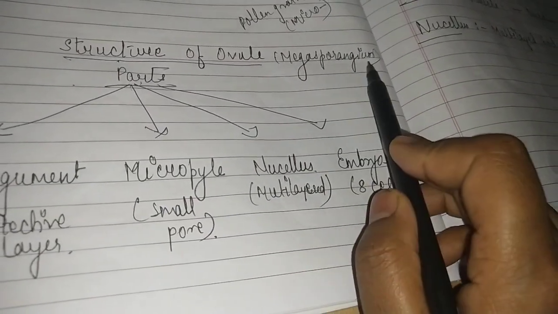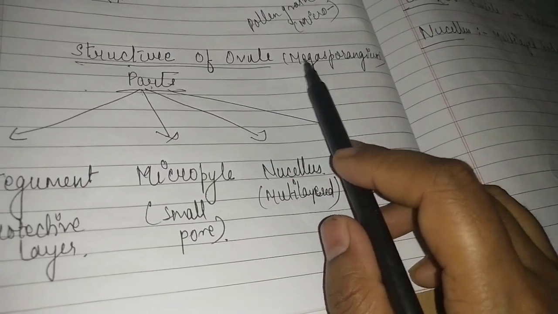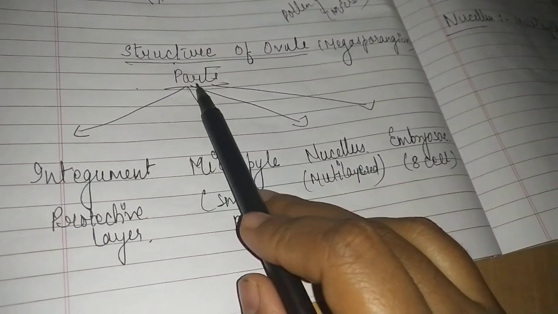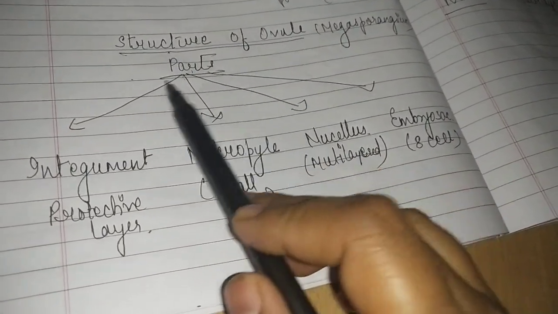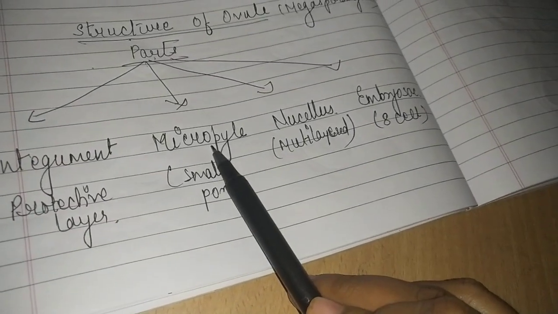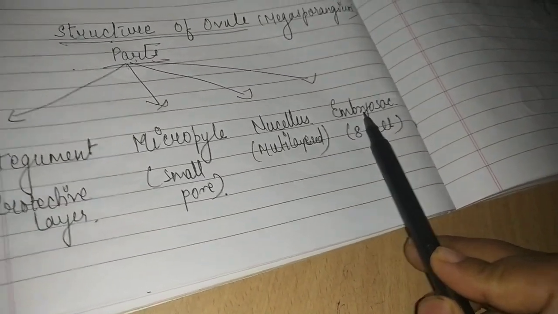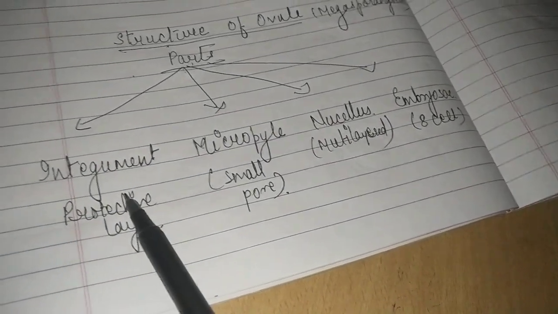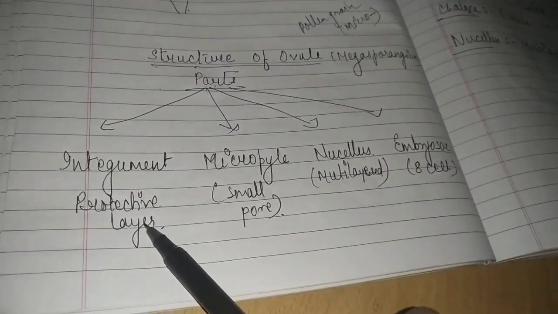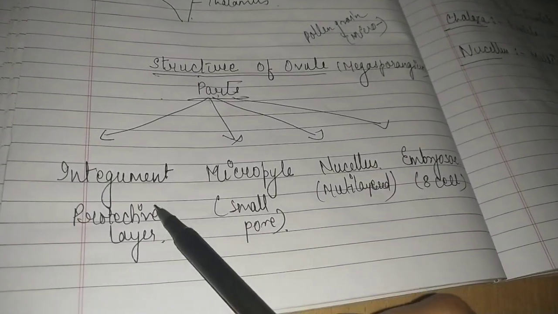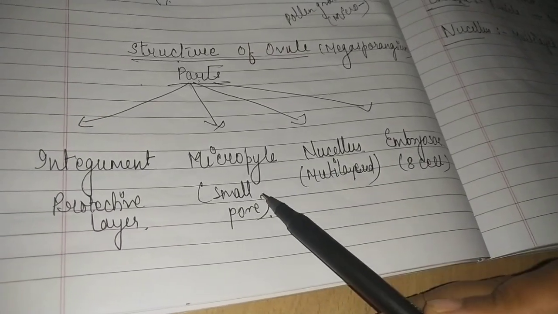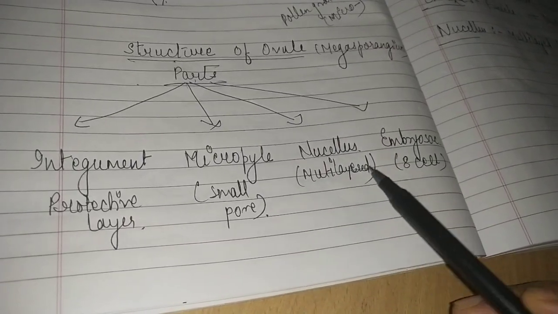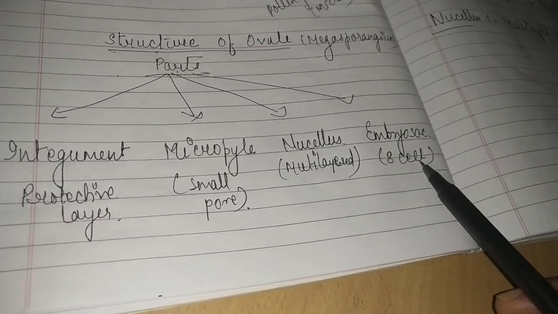Again, sporangium, because the ovule is also a kind of spore, so we can say that the ovule is a megasporangium because of its size. As we see here, the ovule is divided into four major parts: the integument, the micropyle, the nucellus, and the embryo sac. The integument is the protective layer. You can say that it is a kind of epidermis which protects the ovule. The micropyle is a small pore-like structure. The nucellus is a multi-layered structure, and the embryo sac is an 8-cell structure.